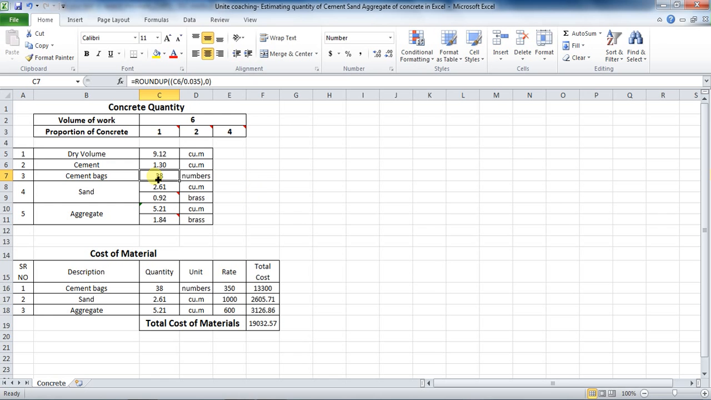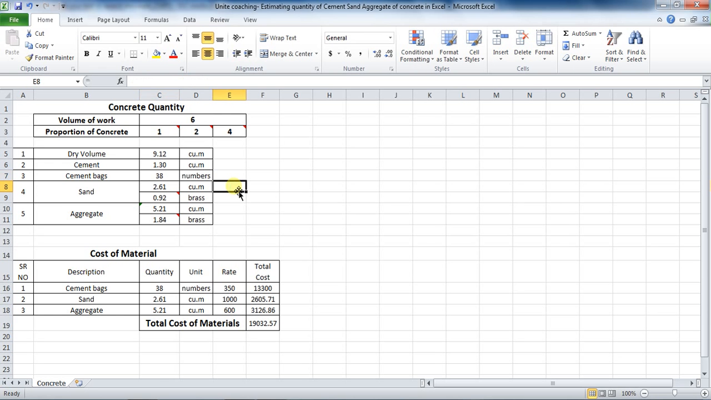Now, calculate number of bags of cement required. We know that the volume of one bag of 50 kg cement is 0.035 cubic meter. Therefore, use formula as equal to round up, bracket, cell C6 divided by 0.035, comma 0, bracket close. The round up formula is used because the cement bags cannot be taken in points. Therefore, to round up that value to the next round figure, we use this round up formula.